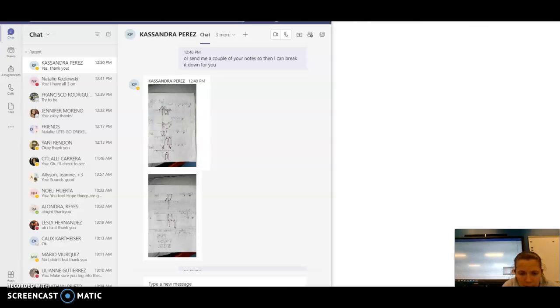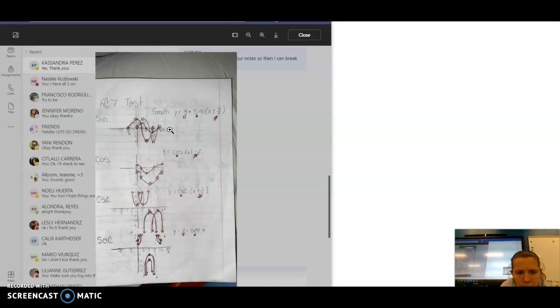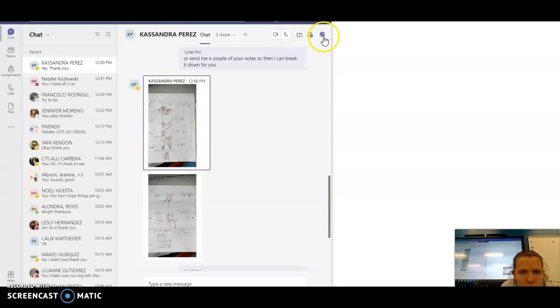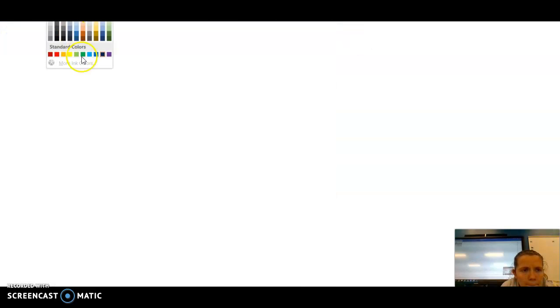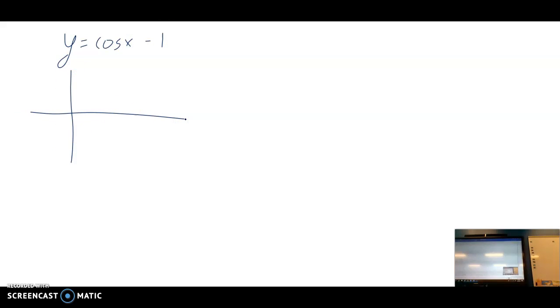Let me pull up an example that you gave me. Okay, so y equals cosine of x minus 1. Okay, so what you're going to do is you are going to graph your normal cosine graph.